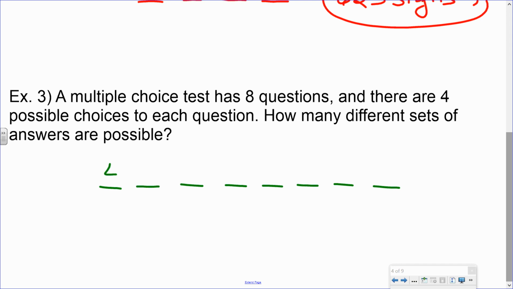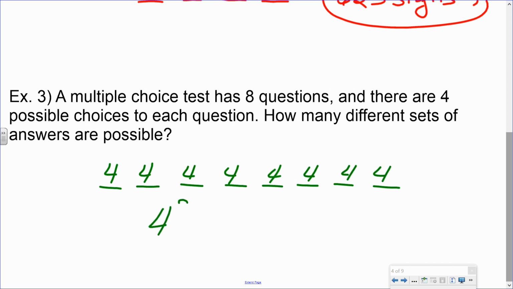4. Now, if you answer A for the first one, does that mean you can't answer A on the next one? So repetition is fine. This problem did not say yes or no. We had to think about the context. So how many choices for the next answer? And so on, and so on.